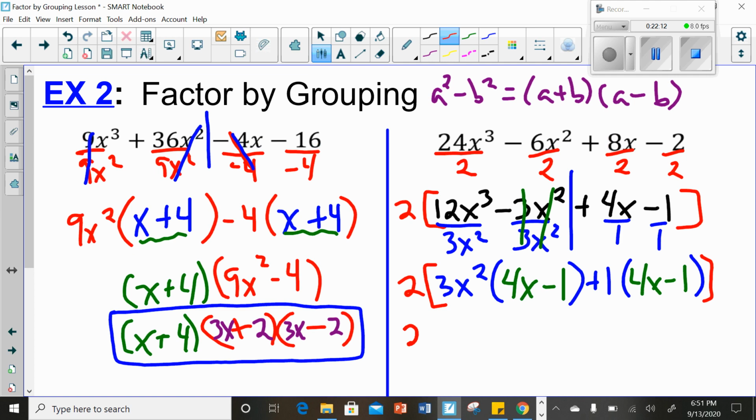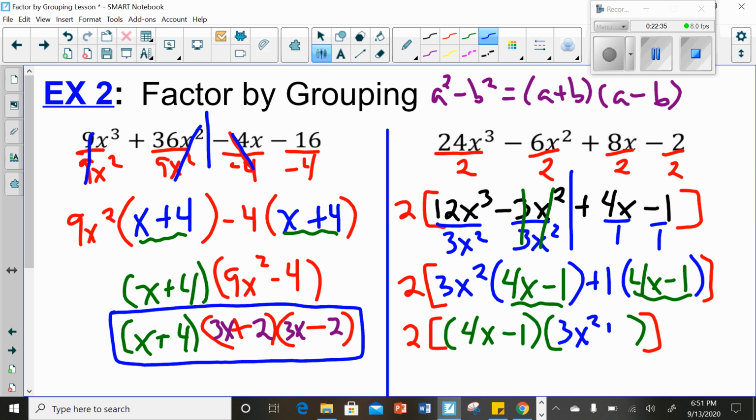So I've got 2 bracket. Then because we've got this 4x minus 1 in common, that's going to be pulled out in front of parentheses. And then what's left over, when I take away a 4x minus 1, I'm going to have a 3x squared. Take this away, and I'm going to have a plus 1. So 3x squared plus 1.